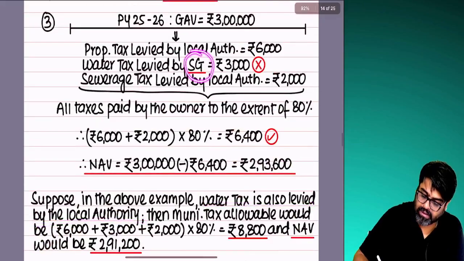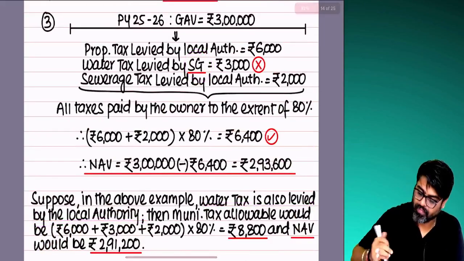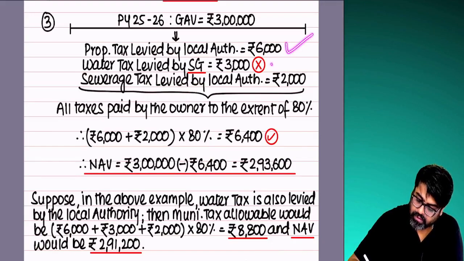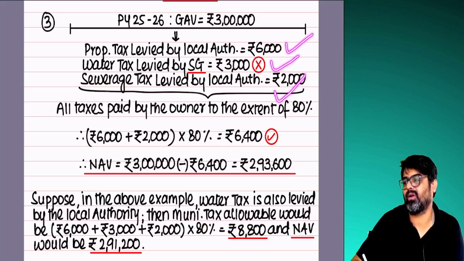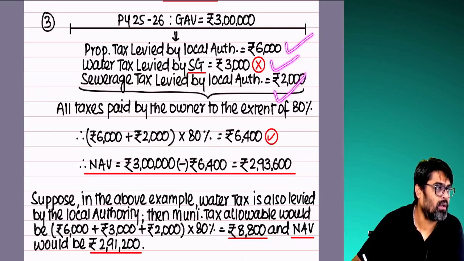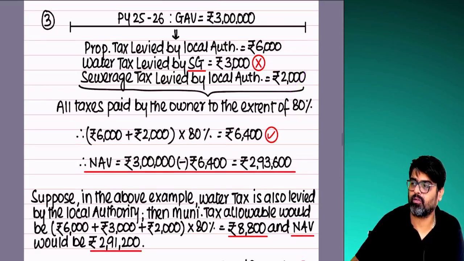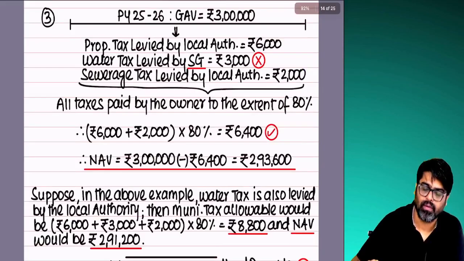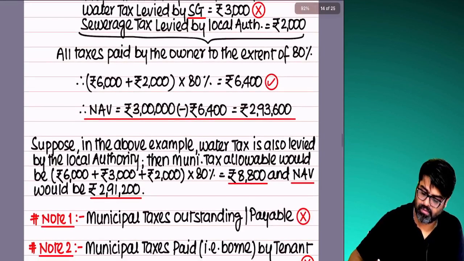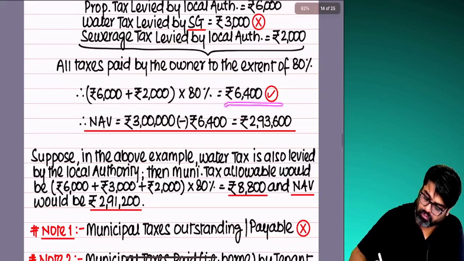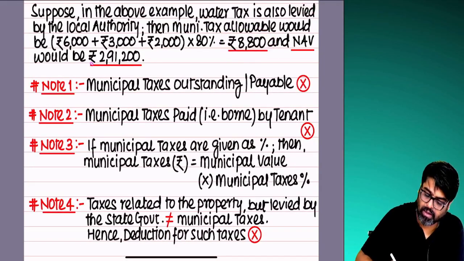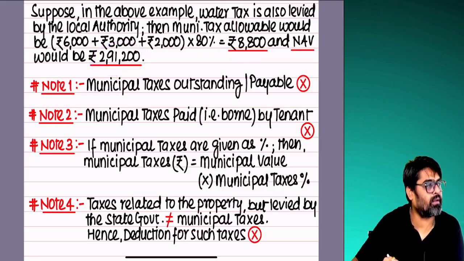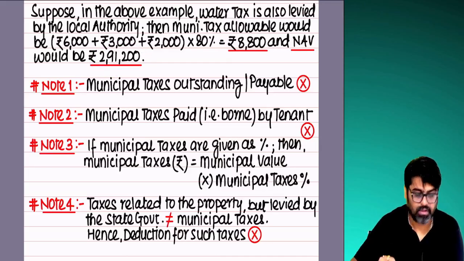Suppose in the above example, water tax is also levied by local authority instead of state government. So this is also by local authority. Yes or no? So how much is the total now? Is this entire 11,000 paid in this year or only 80%? So 80% of 11,000 will be 8,800. So instead of 6,400, now you will be getting the deduction for 8,800 and your NAV will be 2,91,200. Yes or no? Did you understand?